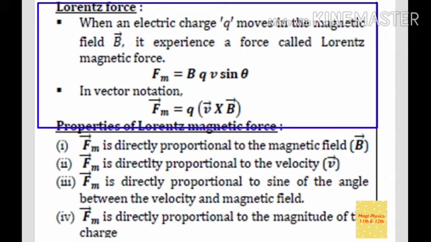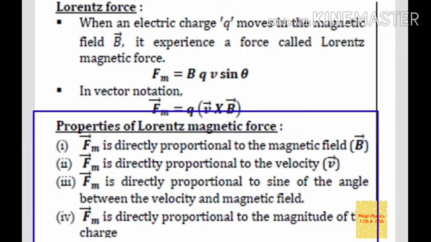The vector form of this equation will be Fm vector is equal to q into v vector cross B vector. Next, properties of Lorentz magnetic force. From the above equation, we can say that the force Fm vector is directly proportional to the magnetic field B vector. The force Fm vector is directly proportional to the velocity v vector. The force Fm vector is directly proportional to sine of the angle between the velocity and the magnetic field. The force Fm is directly proportional to the magnitude of the charge.